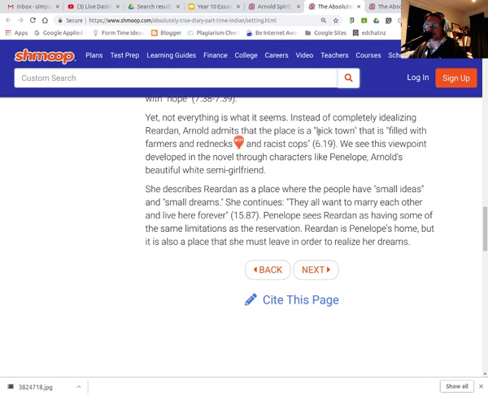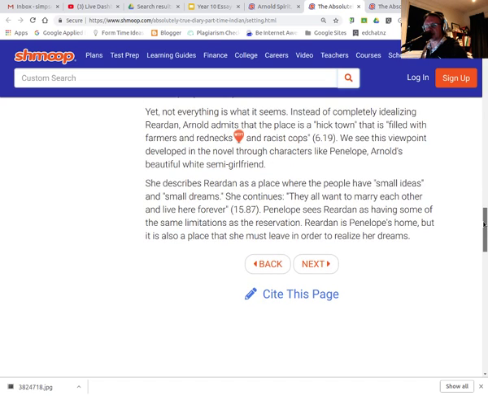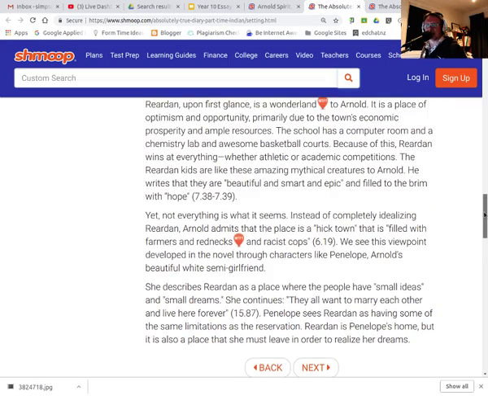So Arnold admits that the place is a, quote, hick town that is filled with farmers, rednecks, and racist cops. That's a great description of the setting from Arnold's perspective. And if you can memorize a few of those things, that's really great as well. If you can weave those into your essay to support your ideas, some quotes. You don't have to weave in explicit quotes. You can just sort of reference elements of the story by talking about them in some detail, but it looks really good if you do have some quotes. See one of my earlier live streams on how to memorize some quotes as well.